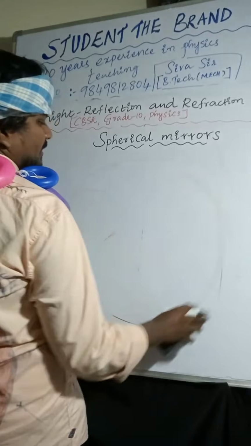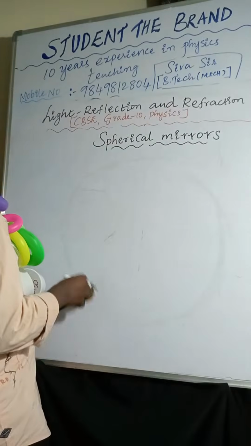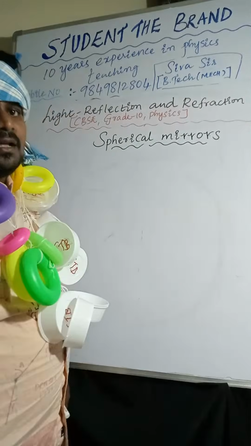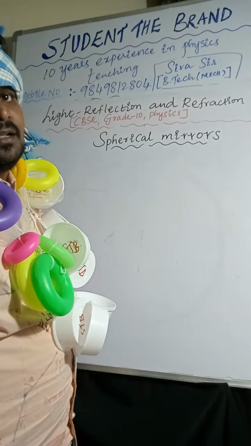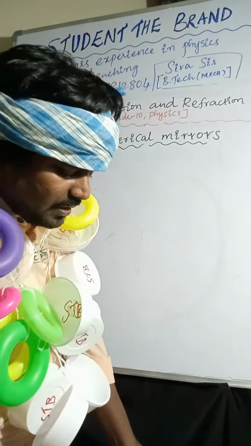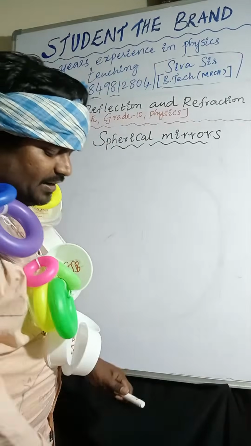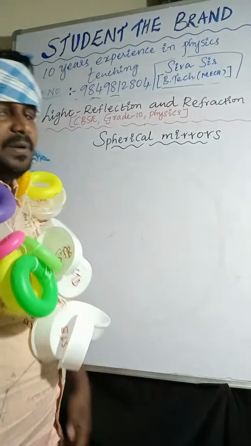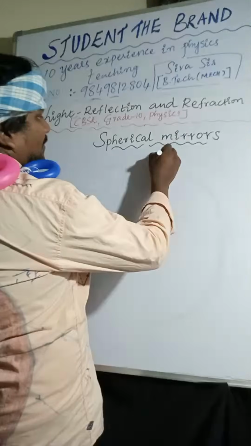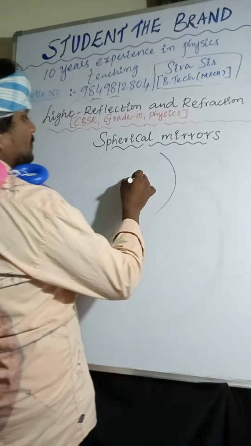So now there are two types of mirrors: concave mirror and convex mirror. Depending on the reflection of light, I'm taking the concave mirror like this, a mirror whose reflection takes place inward.